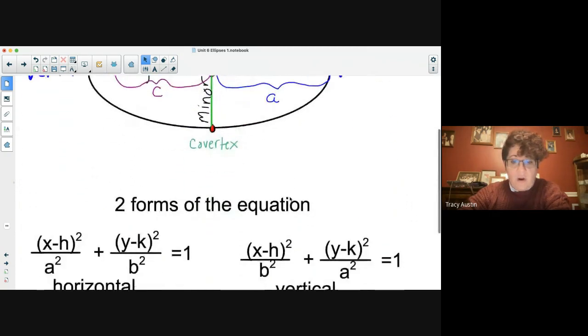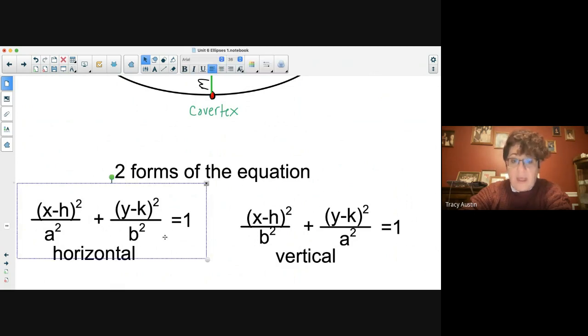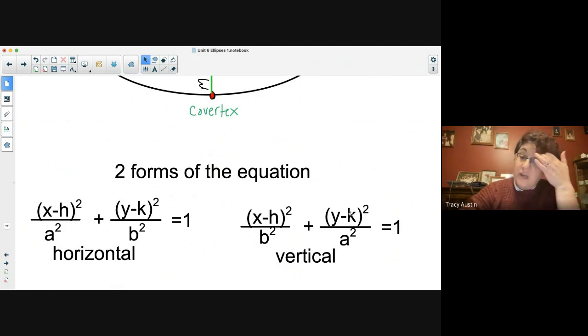All right, these are the equations. And again, one for horizontal and one for vertical. The only difference, I'm hoping you can see this, is that the A, the long length, is under the X variable, which means it's been stretched more along the X. And here the A, which is again your vertex, is under the Y. So it's been stretched along the Y axis. Okay, so horizontal and vertical.